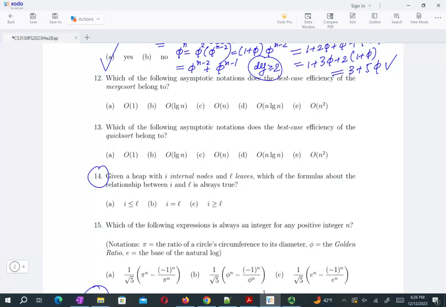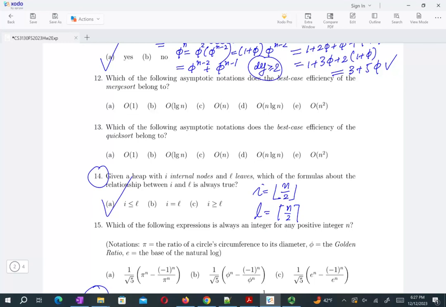Number 14, quite a few students missed number 14. The answer is A. And here the relationship is very simple. Internal node I equals floor function n over 2, floor function. And L leaves, ceiling function. Okay? Ceiling function, the representation.